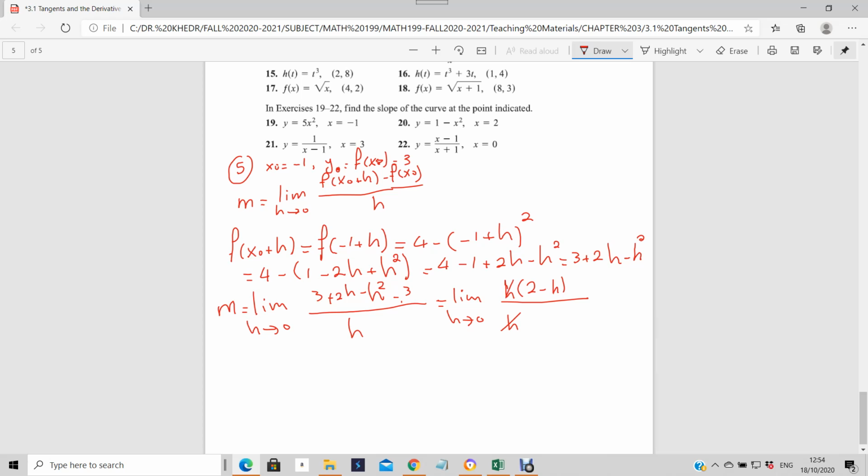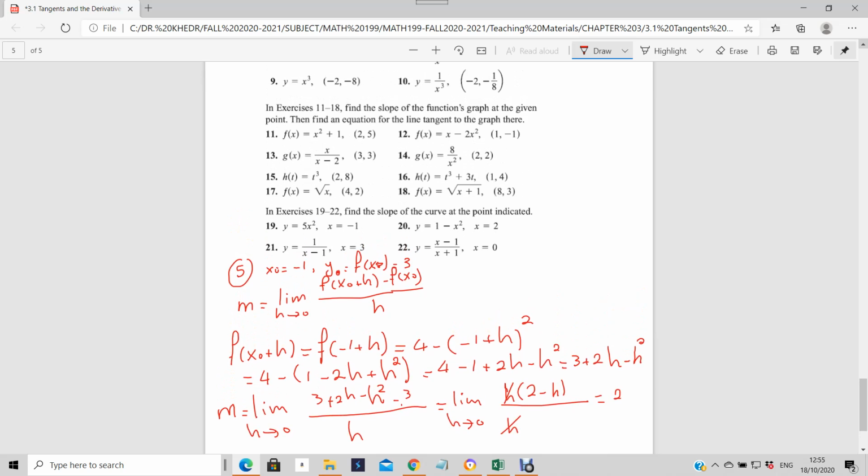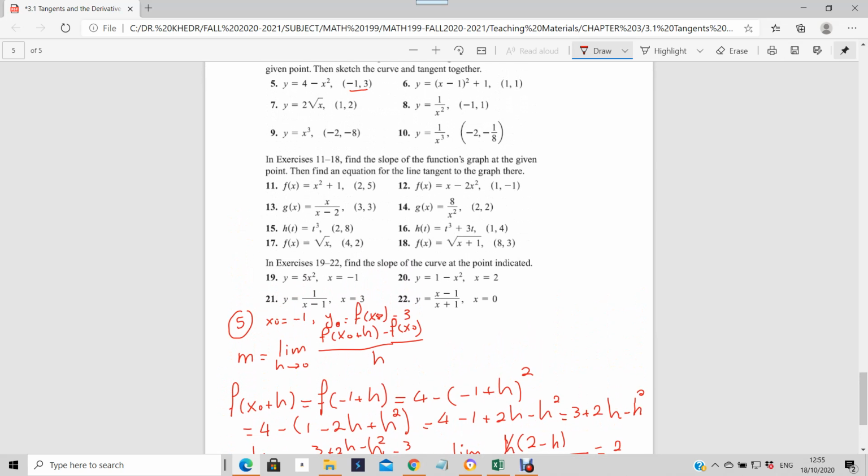h will be cancelled with h, and with direct substitution now, for the final answer we don't have to write the limit because we will evaluate the limit. So put 0 instead of h, then the answer will be 2. So for this function, at x equals -1, the slope will be 2. We found it as 2, okay? So this is the slope.